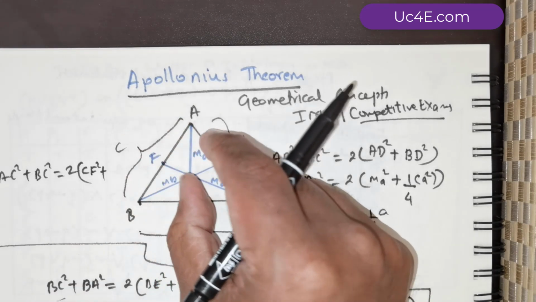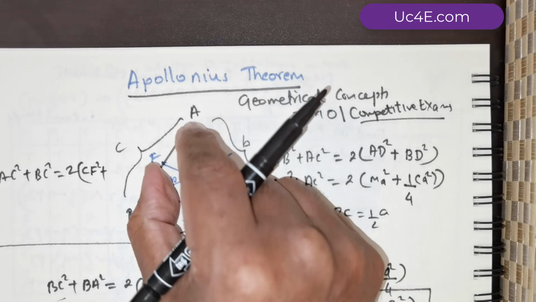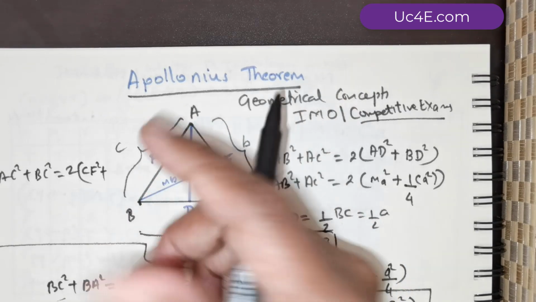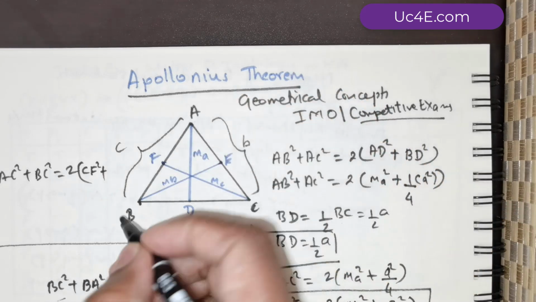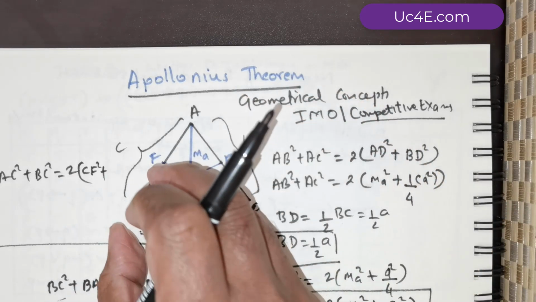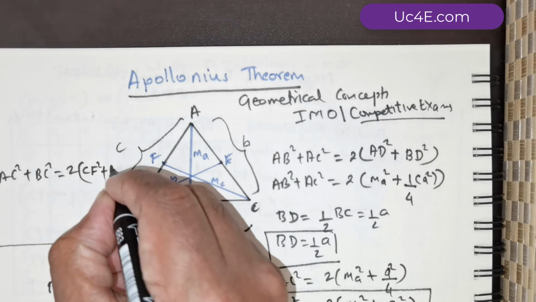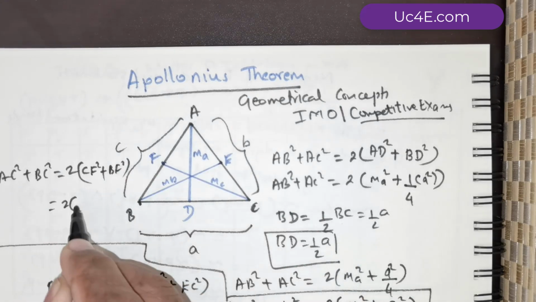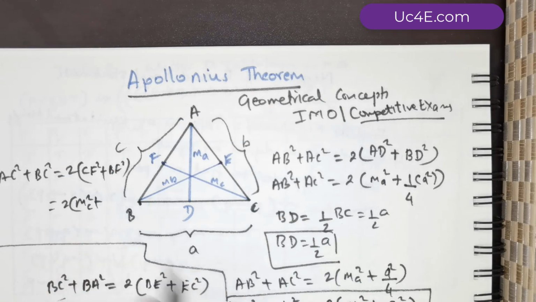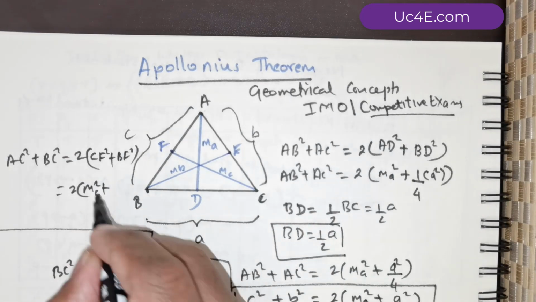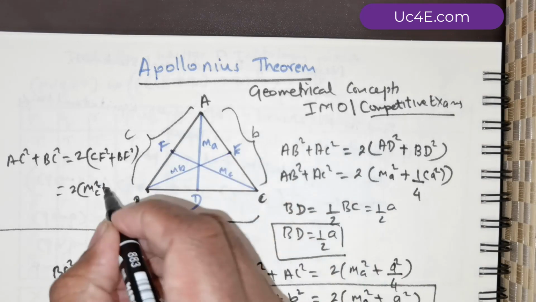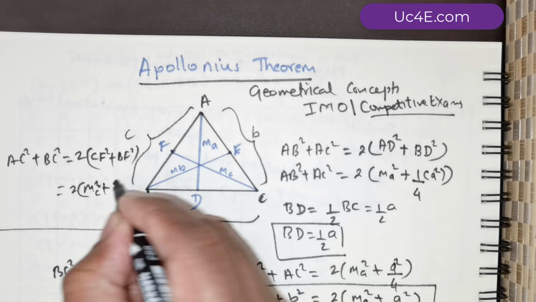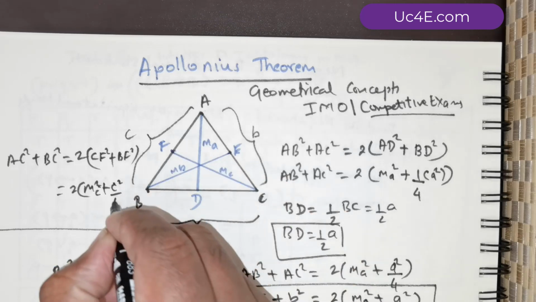Now you've got this part, right? You can either take it as this part or this part, it doesn't matter. So if I take this as CF squared plus BF squared, it's going to be equal to 2 times CF, which is MC squared, positive of 1 over 2 times C squared. I mean 1 over 2 times C, that's going to be 1 over 4 times C squared, that's going to be C squared over 4.